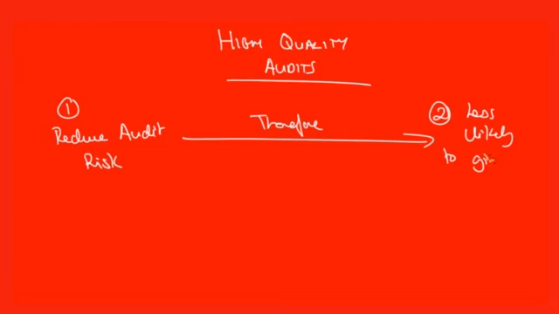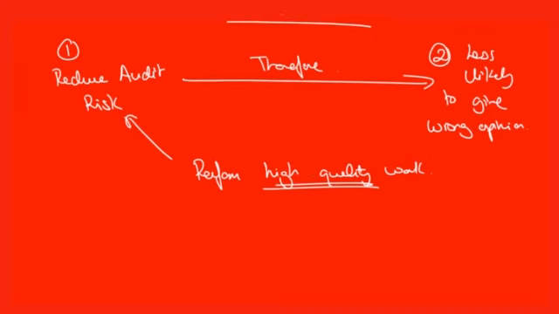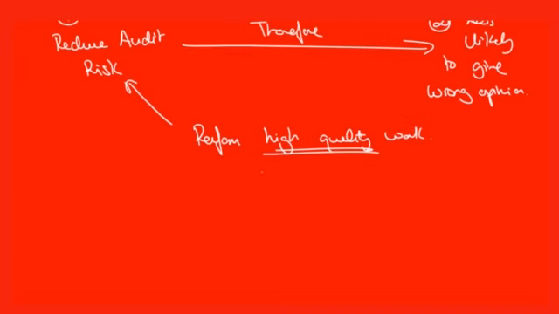to give the wrong opinion. And that's why it's so important. So high quality audits should reduce audit risk. So we perform good quality, high quality work here. Now, as long as we perform high quality work, then we are less likely to give the wrong audit opinion, and therefore it's good for the firm. And it's good for the client because they're getting a high quality audit.